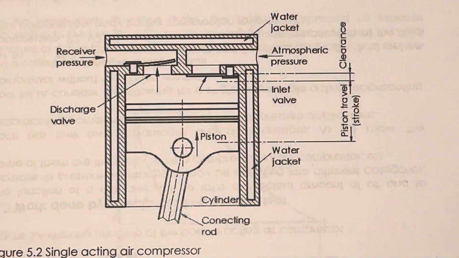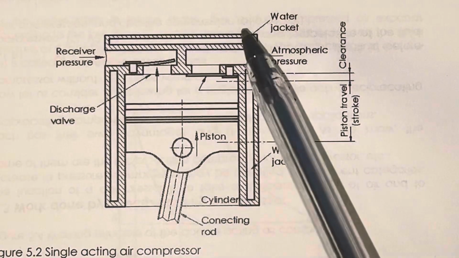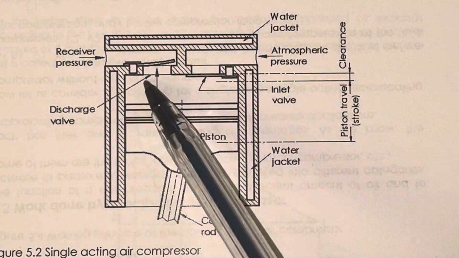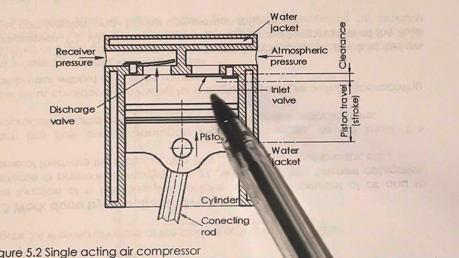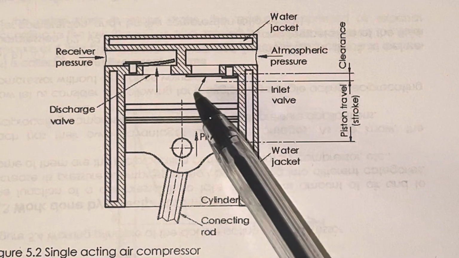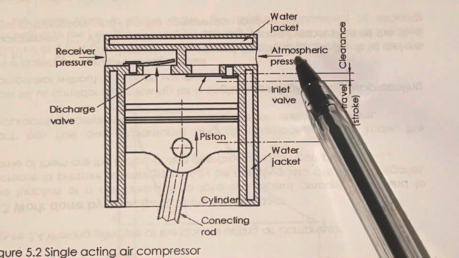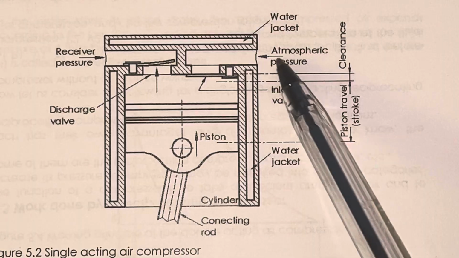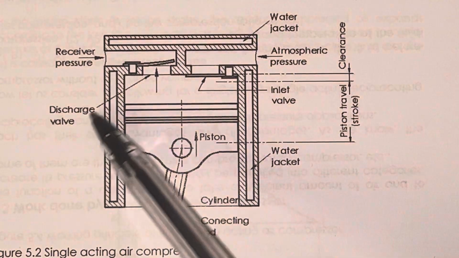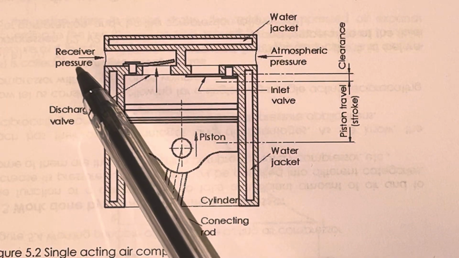Right, so over here we have what is known as a water jacket. Then over here there is a discharge valve, and also we have an inlet valve. When we talk about the inlet valve, it's important to note that over here you have your atmospheric pressure going in via your inlet valve. And when we talk about your discharge valve, we should note that this is your receiver pressure.